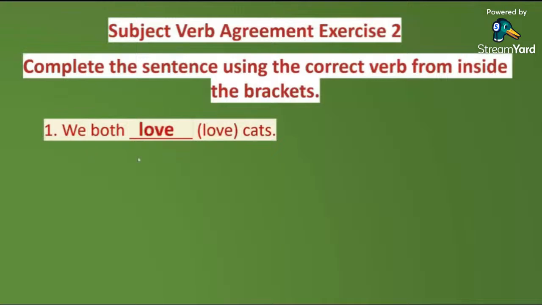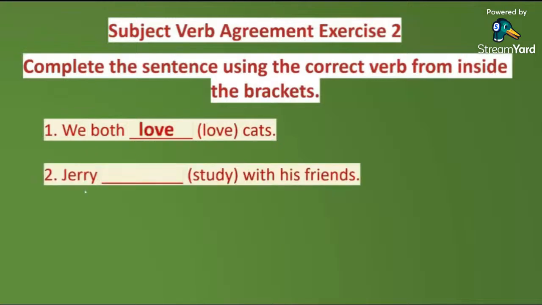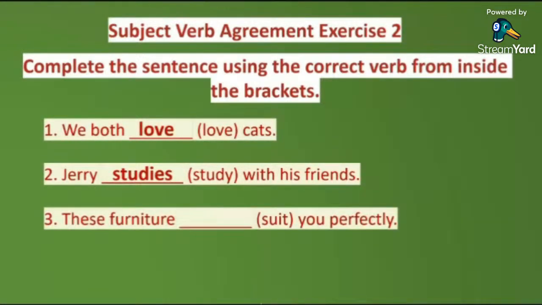Number 2. Jerry blank with his friends. The verb inside the bracket is study. Study becomes studies since our subject is singular. Jerry studies with his friends.